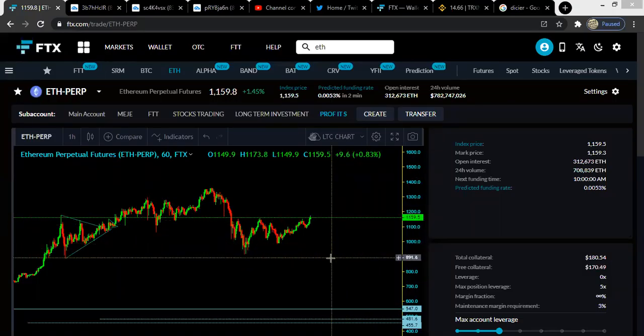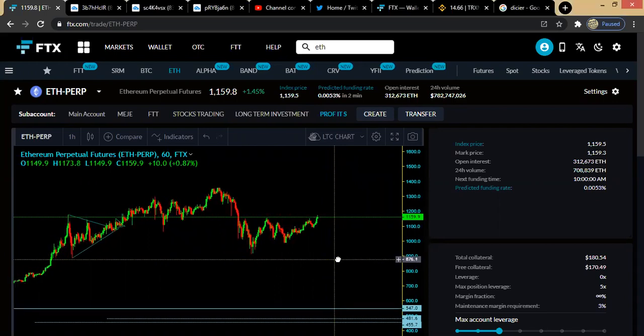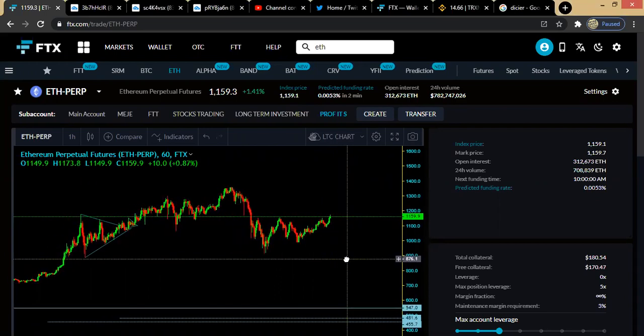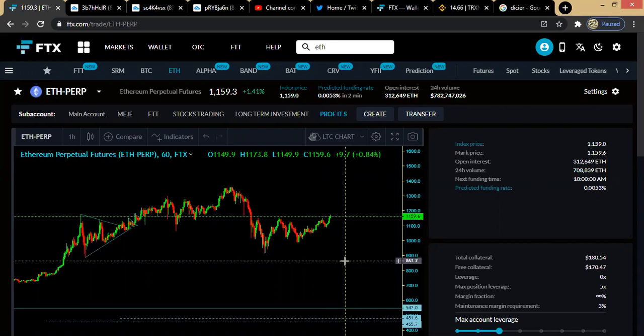So I'm about to take a trade on futures. Okay, that's Ethereum. I'm about to trade Ethereum on the futures market using FTX Exchange.